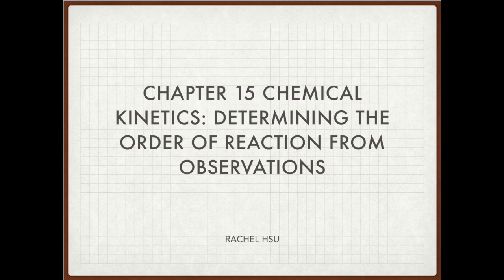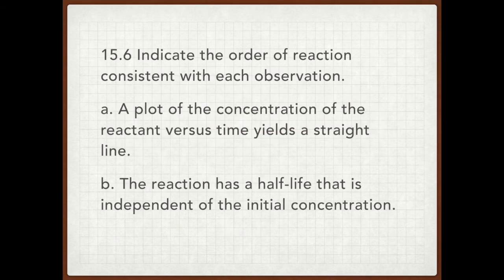Hi, this is Rachel Sue, and today we will be going over problems in chemical kinetics, specifically how to determine the order of reaction from observations. The problem reads, indicate the order of reaction consistent with each observation. A, a plot of the concentration of the reactant versus time yields a straight line, and B, the reaction has a half-life that is independent of the initial concentration.